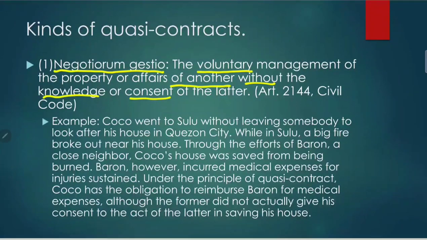Baron, however, incurred medical expenses for injuries sustained. Nagkaroon daw po ng injuries si Baron sa pag-save ng bahay ni Coco. And with that injuries, nagkaroon siya ng medical expenses. So, under the principle of quasi-contract, magkakaroon ngayon si Coco ng obligation to reimburse Baron for medical expenses, although Coco did not actually give his consent to the act of the latter, to the act of Baron in saving his house.